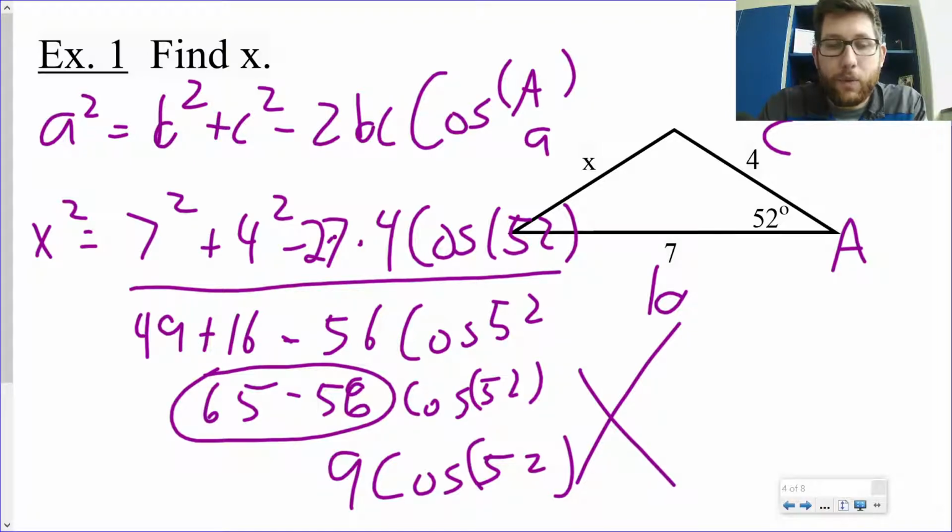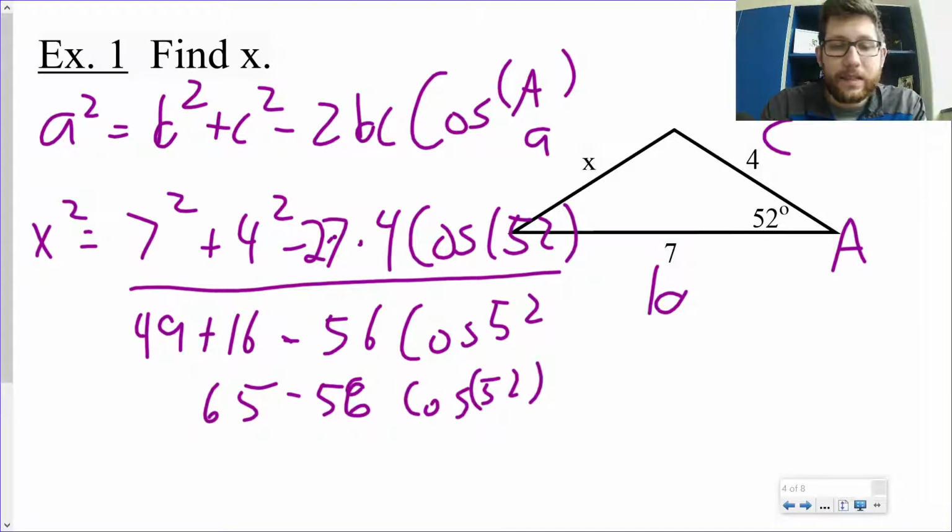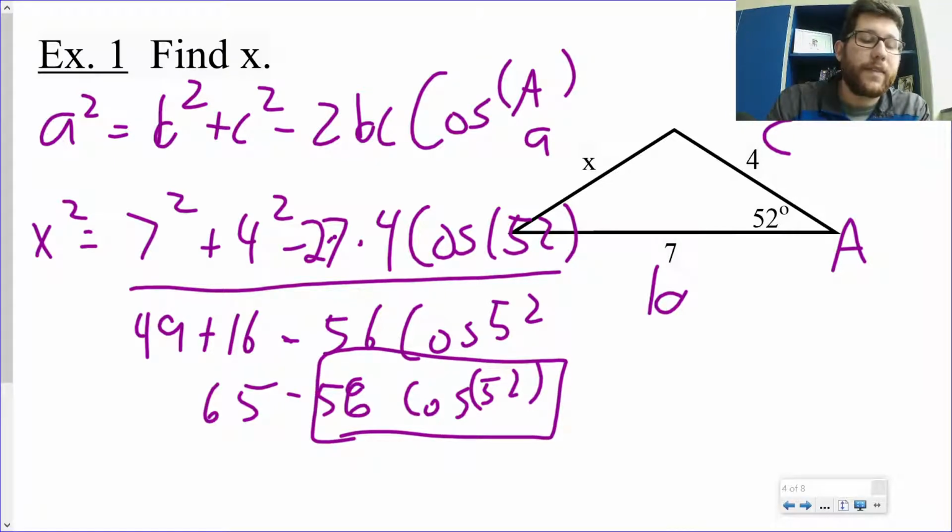Can you tell me what's wrong about this? Can you figure out why I can't just subtract these numbers? Well, if you're thinking about this correctly, this is not 56. This is 56 cosine 52. It's 56 of these cosine 52s. This is just a regular 65. So we cannot subtract those. What we need to do is multiply these in your calculator first and then subtract them.